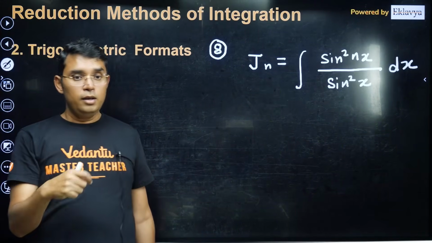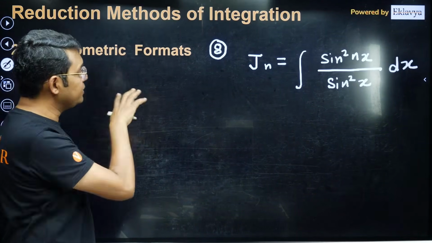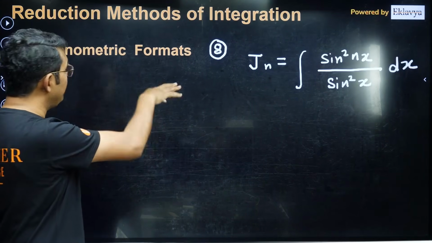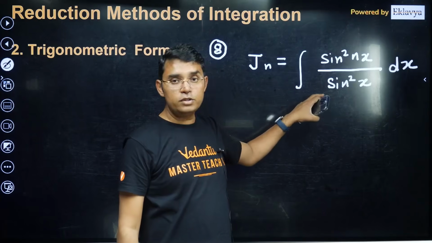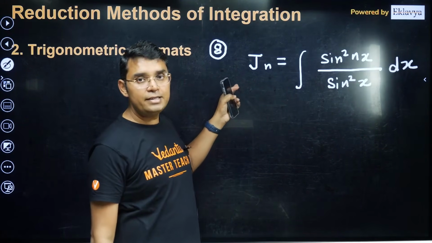Now, one more reduction method format in trigonometry I have taken, where we have sine square nx upon sine square x dx. I have taken this as J n here.